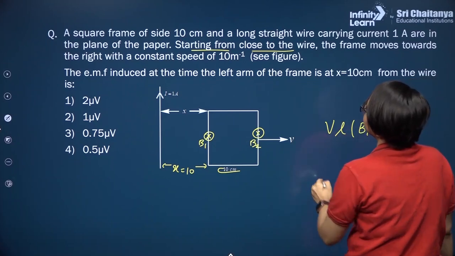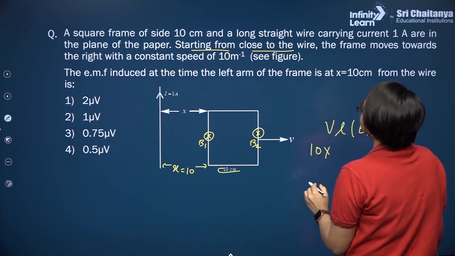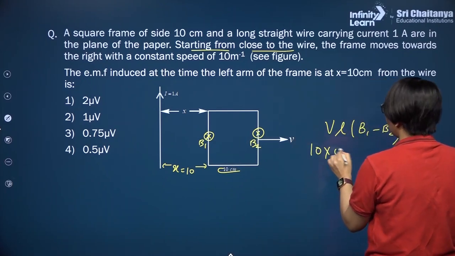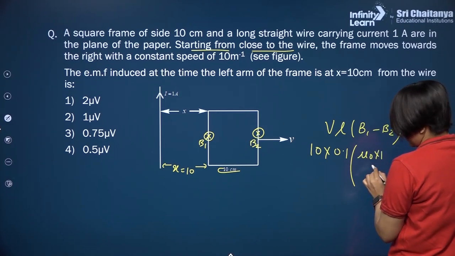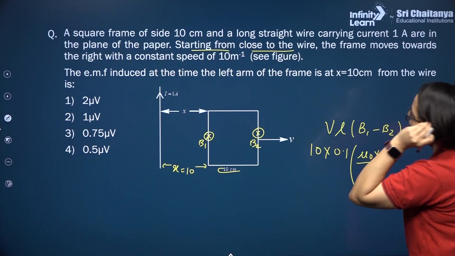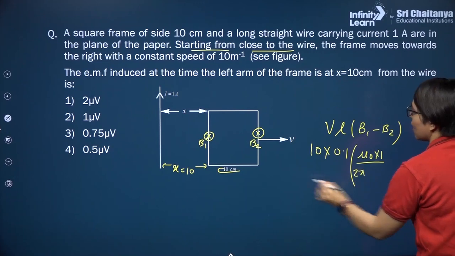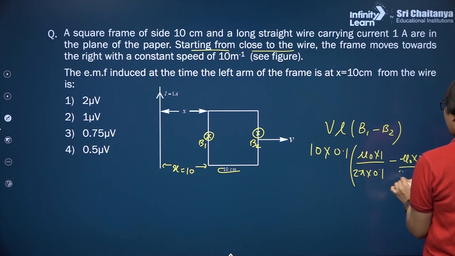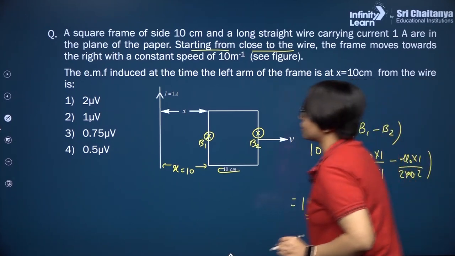So V is 10, L is equal to the side of the square, 10 centimeter, which is 0.1, and B1 is mu naught I divided by 2 pi r, since this is a straight wire, where r is 0.1, minus mu naught I divided by 2 pi into 0.2, right. So after solving this, you will get the EMF induced as 1 microvolt, which is option 2.